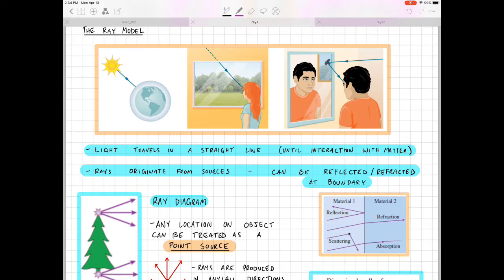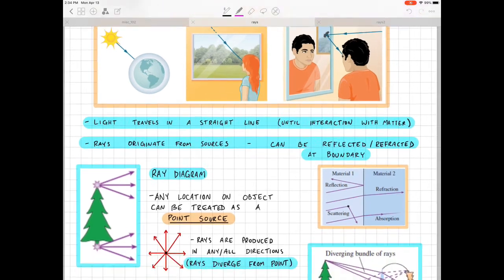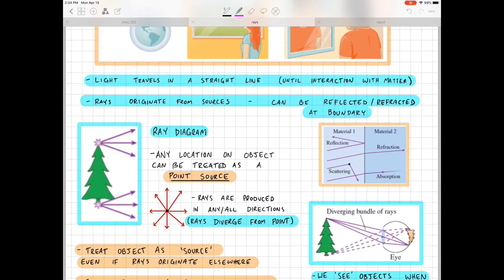Rays originate from sources. Rays can be reflected or refracted at a boundary. We'll talk about reflection and refraction in a minute, but that's sort of highlighted by this figure over here. We've got rays traveling from left to right, and then at this boundary between material 1 and 2, you can get your rays to reflect. That would be to bounce back and stay in material 1. You could get your rays to refract, that is pass into material 2, but change direction. And then there's also some other phenomena, scattering and absorption, that we're not really going to get into. We're going to focus on reflection and refraction.